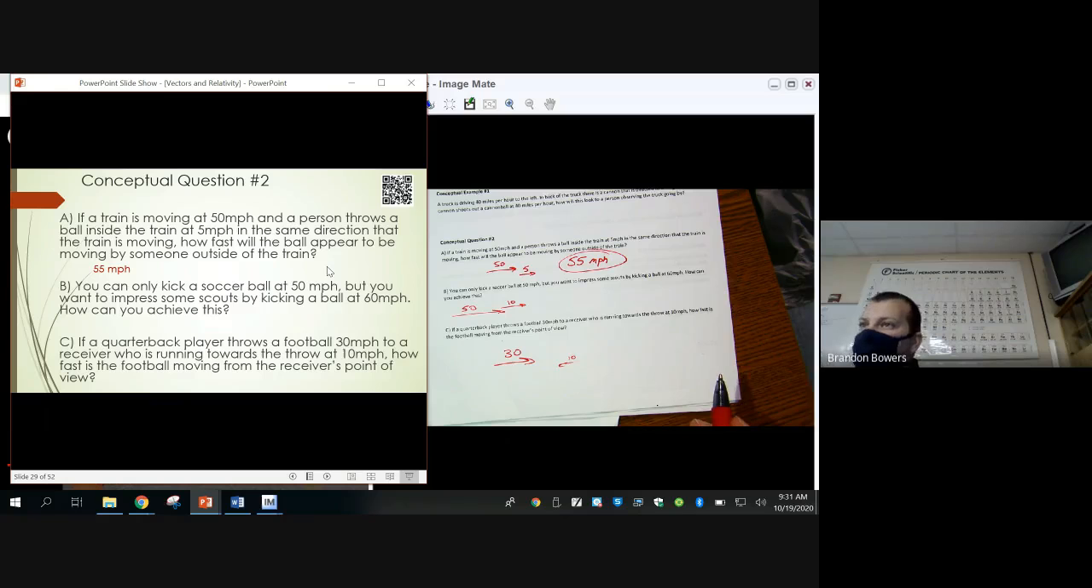40. So the quarterback threw it 30. I'm running 10 towards it. If you add those two together, it's coming 40 miles per hour. But aren't they in opposite directions? Yes, unless you're running away. On this one, because it's coming at me, it increases the speed. It's coming towards me.